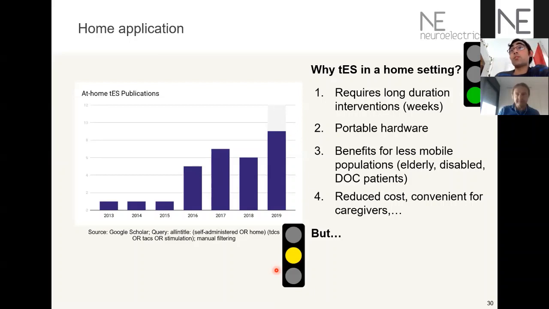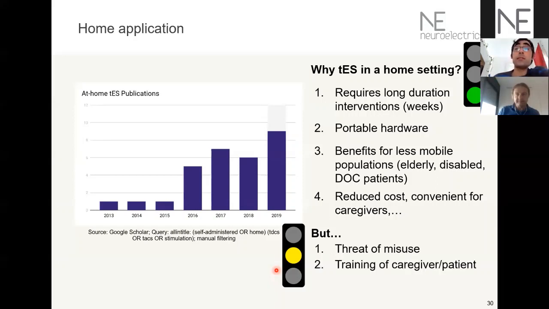However, as with all home applications, there's always the threat of misuse. So you need to be careful to control the application of this technique in a home setting. And of course, training needs to be given to the caregiver and patient.